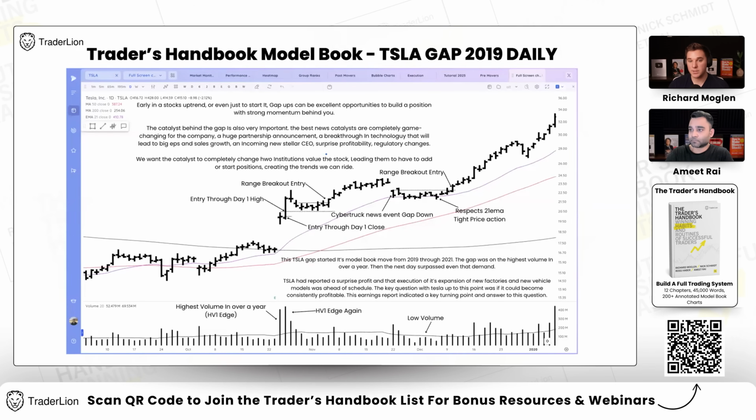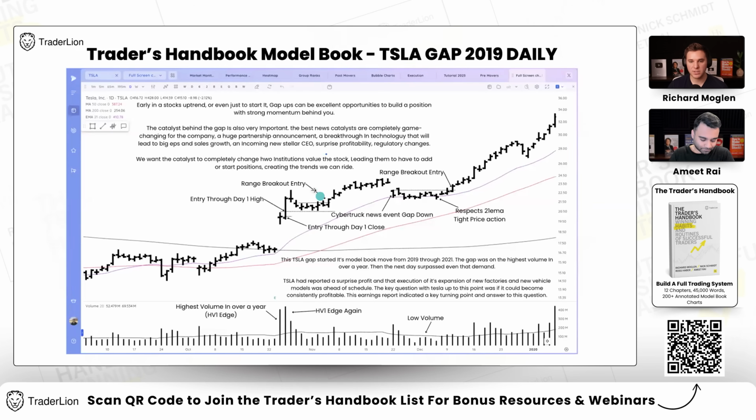AMD is a great example of a CEO completely turning around a company. Surprise profitability, regulatory changes, all of these can lead to strong gaps that lead to strong trends. We want the catalyst to completely change how institutions value the stock, leading them to have to add to or start positions, creating the trends that we can ride.